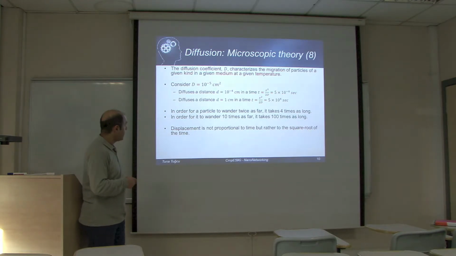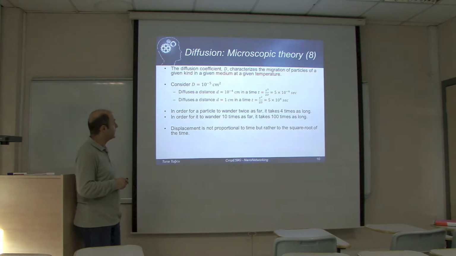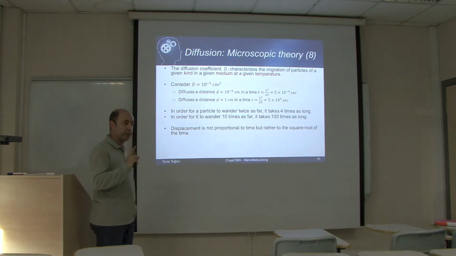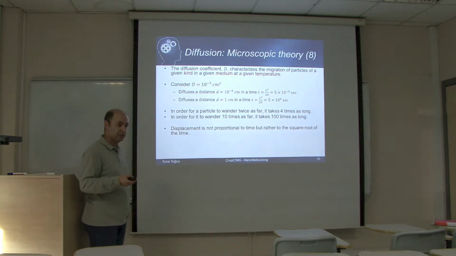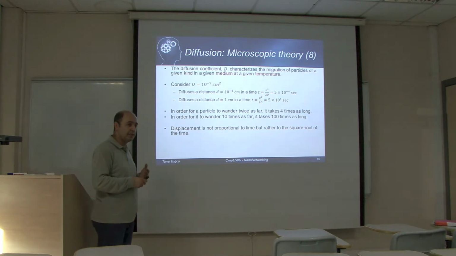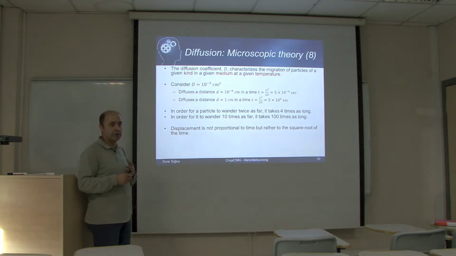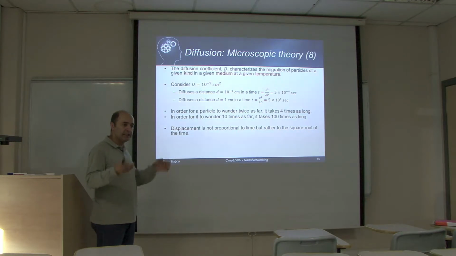So the diffusion coefficient D now characterizes the migration of particles of a given kind. Pay attention, for different molecules, the diffusion coefficient will be different. In a given medium, if the medium changes, things change. At a given temperature, it depends on all these. It depends on the molecules or the structure of the medium. It depends on the temperature of the environment. And also it depends on the molecule itself. Different molecules will behave in a different manner in the same environment.